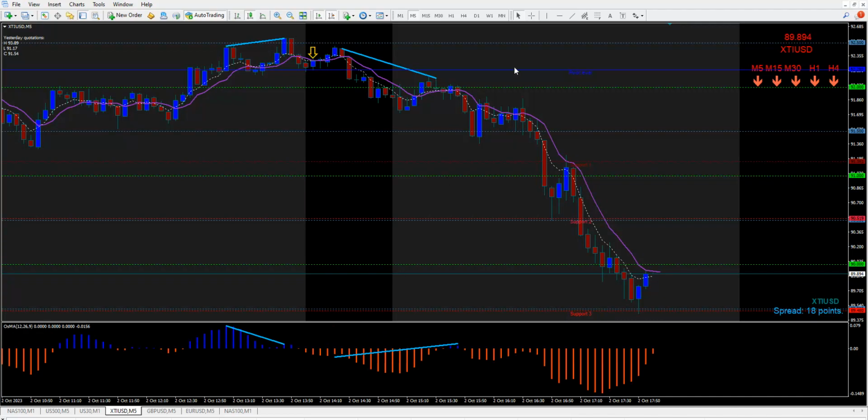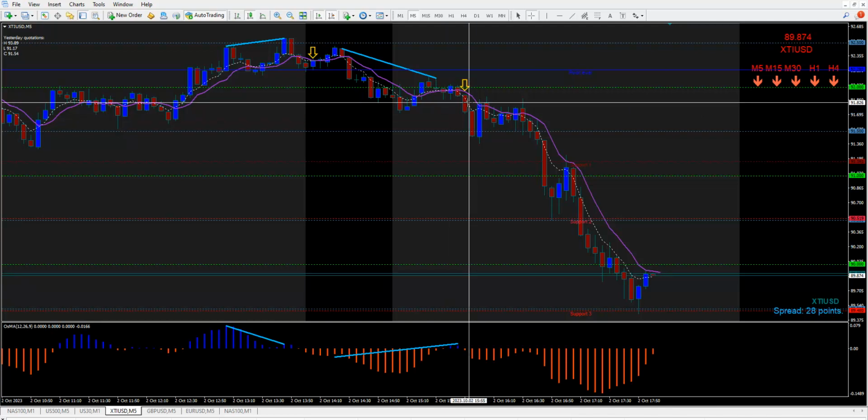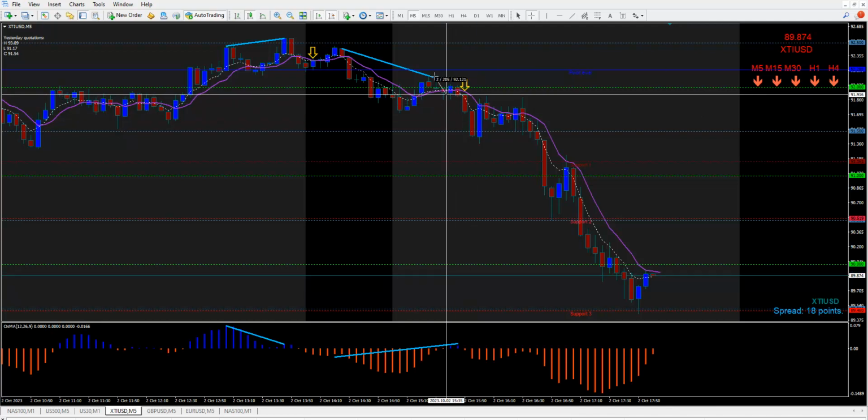Right there, hidden divergence to the downside. Right there, you would have got in on the opening of this candle. Your stop would have been right here, not far away, only 20 points away. 20 ticks, however you want to call it. You definitely got your 1-to-1 in like 10 minutes. You got it in 5 minutes, almost.